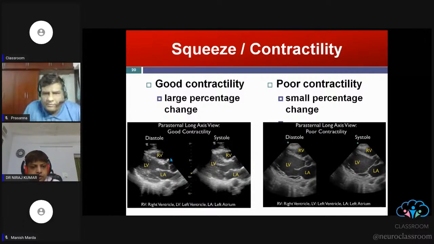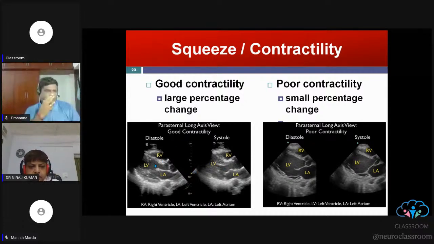So the first picture is the picture of the diastole, and the second picture is the picture of the systole. This is the parasternal long axis view. See that the change in chamber size from the systole to diastole is good, and that's the sign of good contractility.